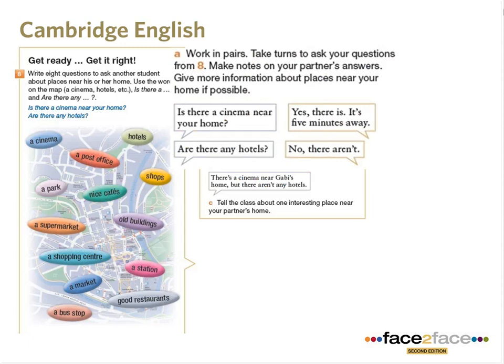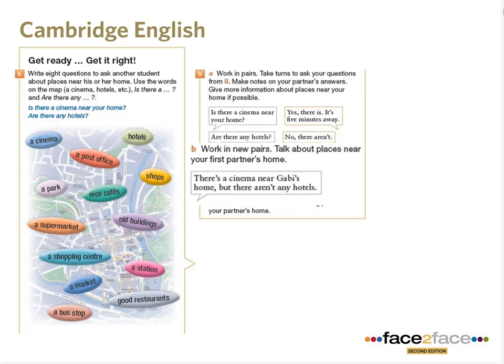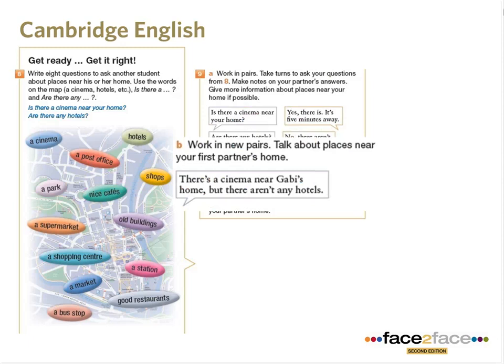Then, of course, we ask students to work in pairs, ask and answer the questions, give more information if possible. But here we also ask them to make notes on their partner's answers. And this is another thing we like to do, because in the next stage, we ask them to work in new pairs, to talk about the places near their first partner's home. So it's a very useful technique. If you've got students working in pairs, you can double the amount of speaking by getting them to work in new pairs and report what they've just been talking about.